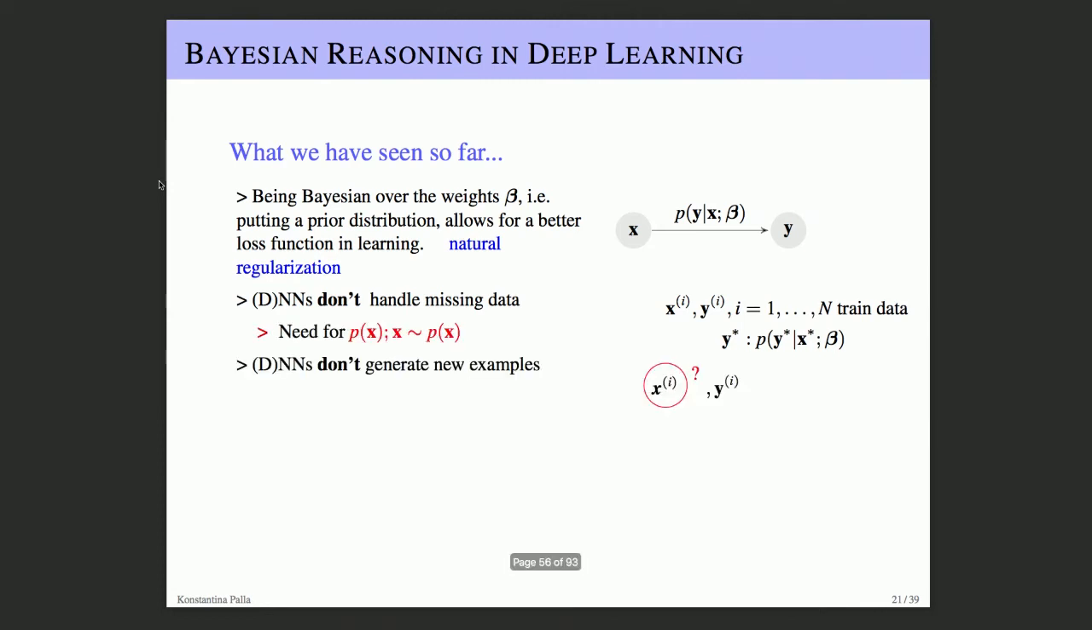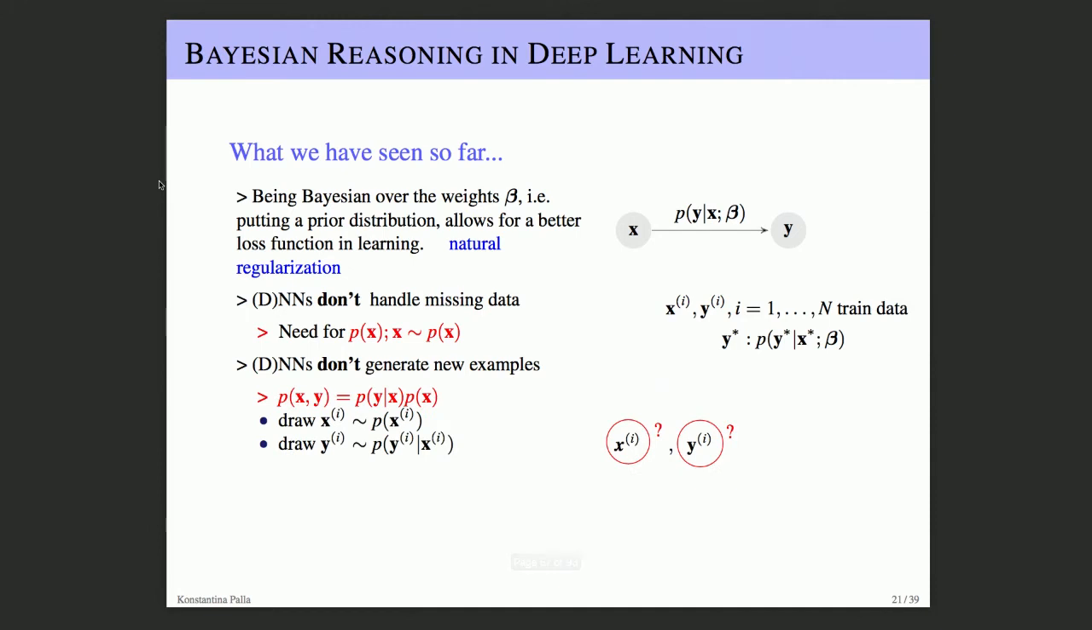I just described that. Also, the neural networks don't generate new examples. And as an example, I actually mean both the pair of the x and y's. If I want to generate both pairs of x and y's, I cannot. I don't have a distribution, because I don't have a distribution over x. And by extension, I don't have a joint distribution over x and y. That is needed in order to generate new examples. Okay?